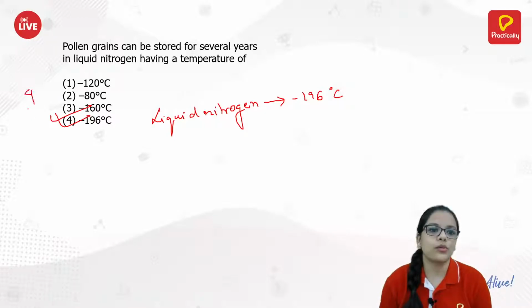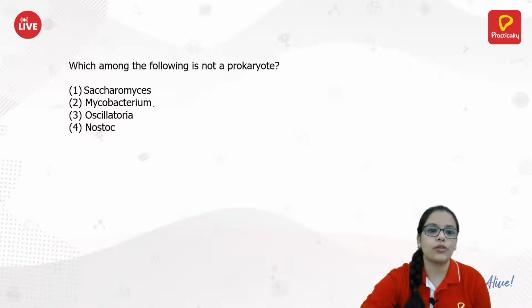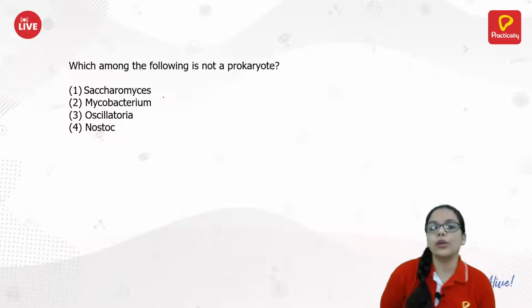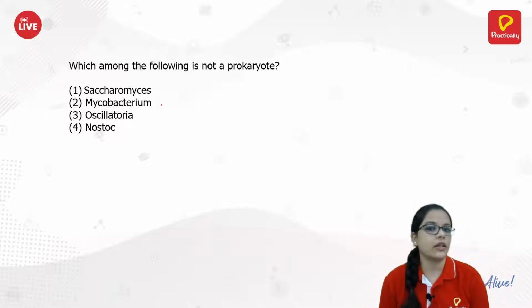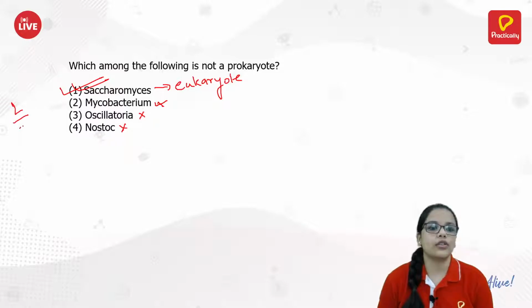So option 4. Next, which of the following is not a prokaryote? Mycobacterium, bacteria is always prokaryote. It can be eubacteria or archaebacteria, but all bacteria are prokaryotic in nature. So Mycobacterium is always a prokaryote. Oscillatoria, Nostoc, Anabaena are all prokaryotes. Saccharomyces is a eukaryote. It's a kind of fungi, eukaryotic in nature.